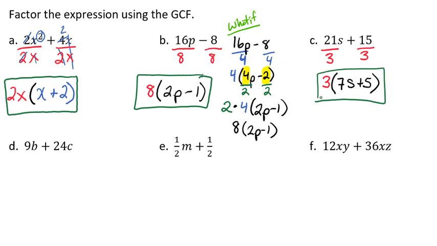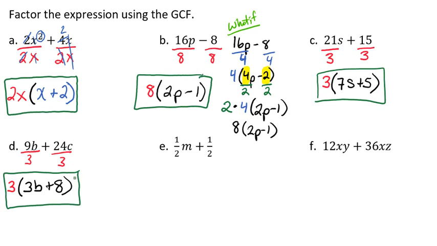Let's take a look at letter D. Here we have 9b plus 24c. Well, we know that 9 won't go into both of them because 9 is not a factor of 24. However, 3 can go into 9, and 3 can also go into 24. Sadly, we can't take out one of the variables because it's a b and a c, and those are different variables. So having taken out the 3, that's going to leave us with a 3b plus 8.